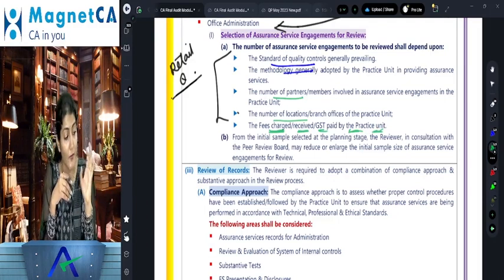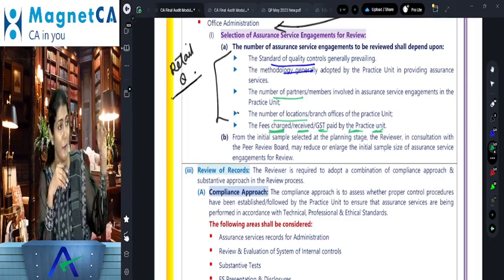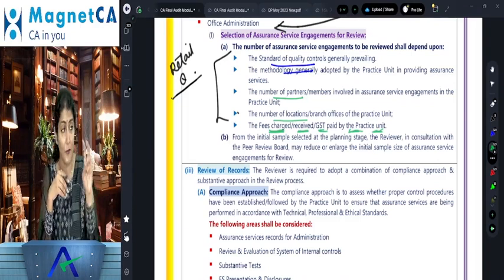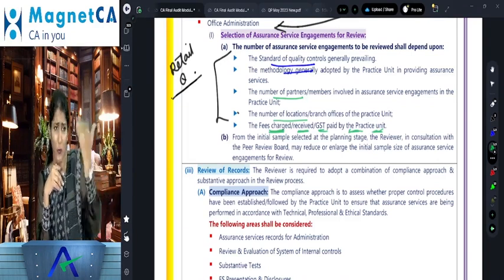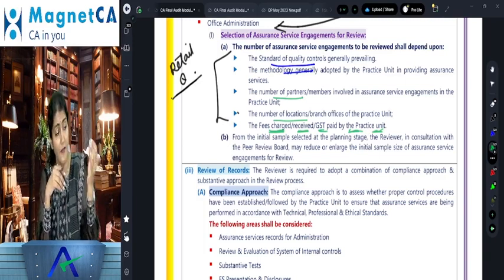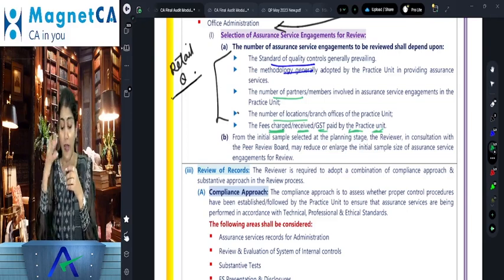So what factors does it depend on? How many files to pick up? Like I gave you an example, 300 assurance engagements are being done, 3 files are being picked up. So how do they decide this 3, or any number? It depends upon the SQC, the methodology adopted, the number of partners, the number of locations, and the fees paid, received, and the GST paid by the practice unit.